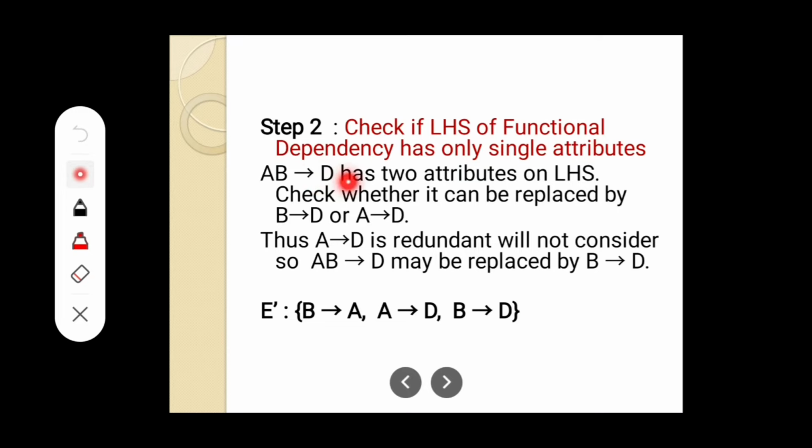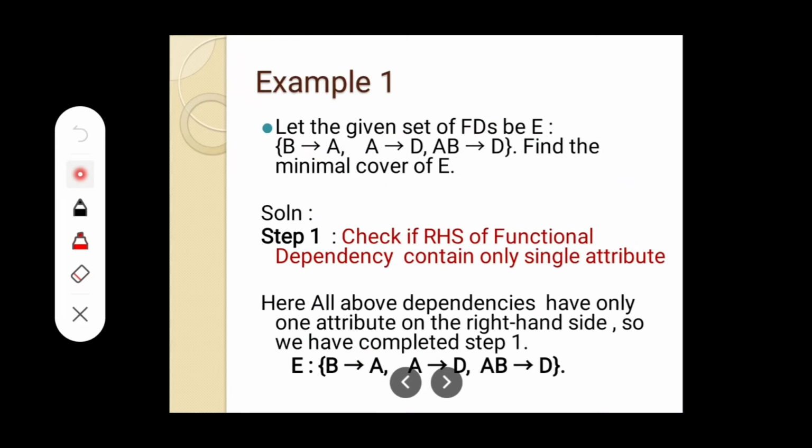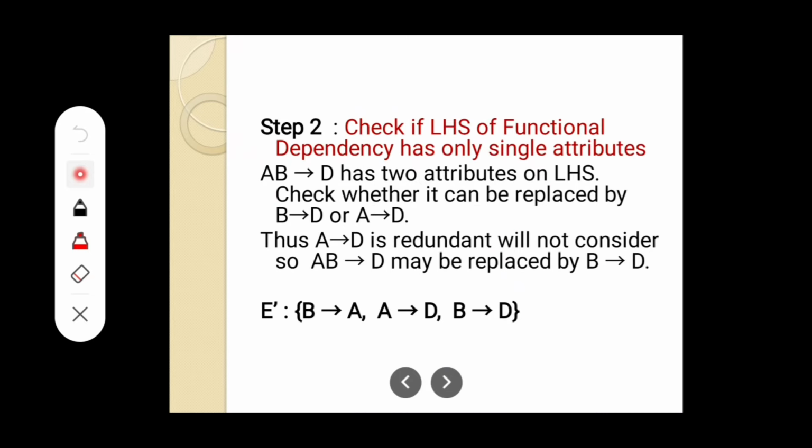So they are asking that AB determines D has two attributes. Check whether it can be replaced by B determines D or A determines D. A determines D is already there. So this A determines D is already there, it is redundant and will not be considered. So AB determines D may be replaced by what? B determines D.